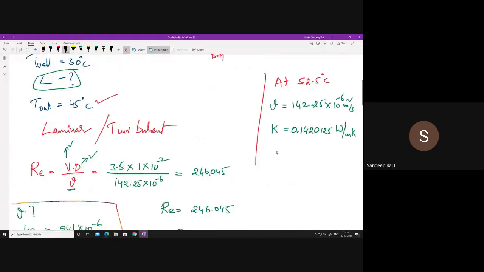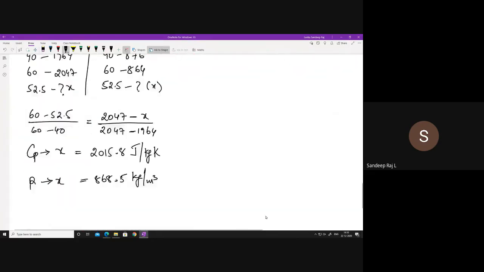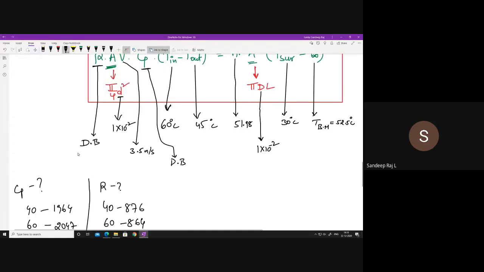So write those CP and row values clearly in the top right corner of your book or the paper, whatever. CP value, you tell me again. Somebody please tell me the CP value again. 2015.8 joule per kg Kelvin. Yeah, row value, what is it? Row value 868 kg per meter cube. So you know the CP value and the K value now.